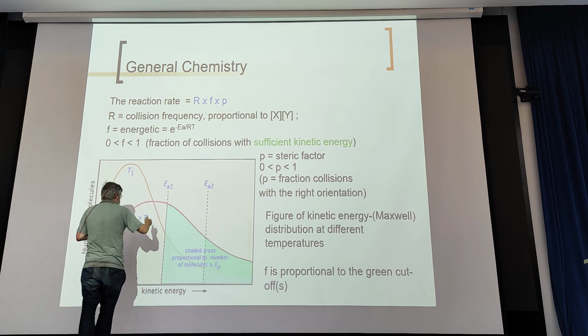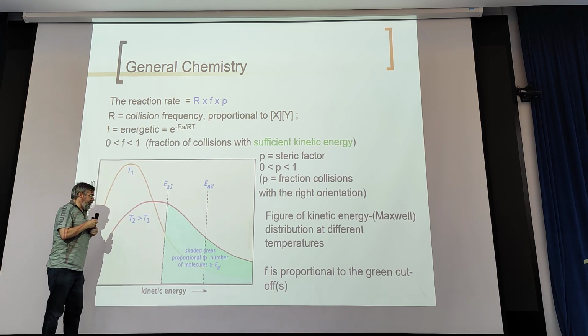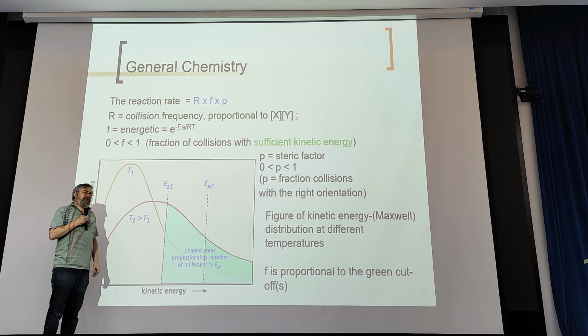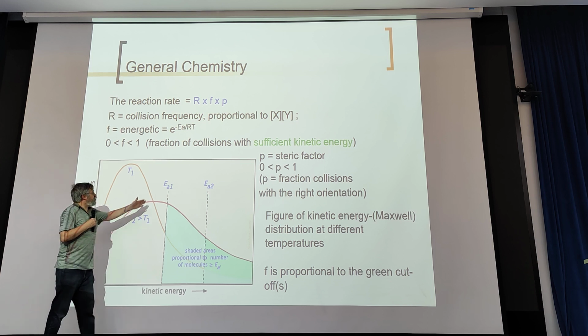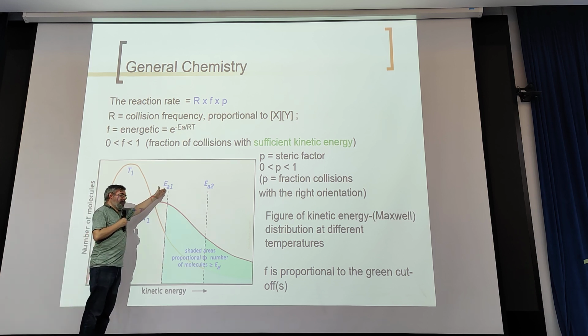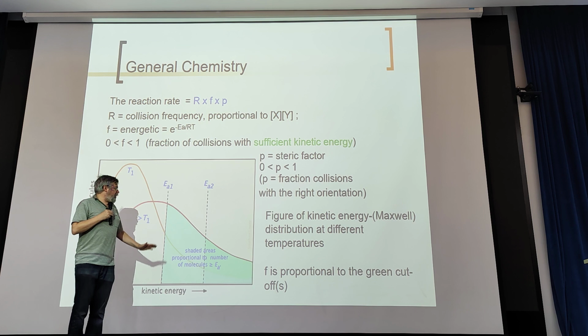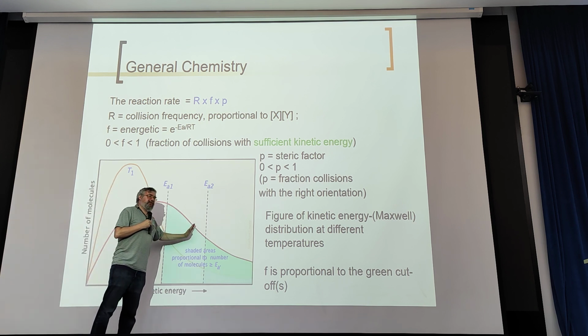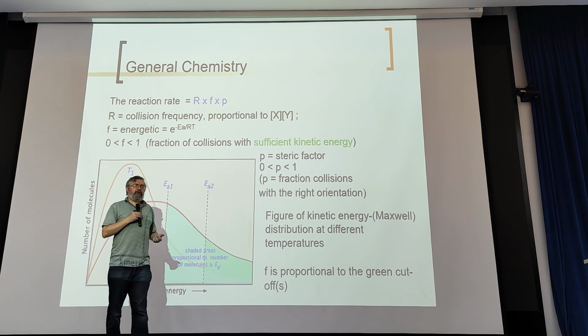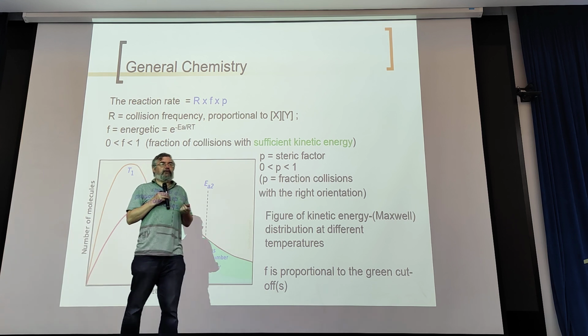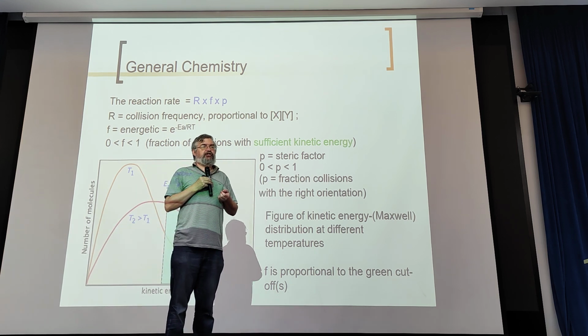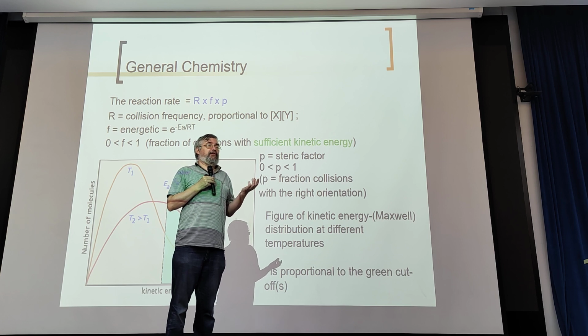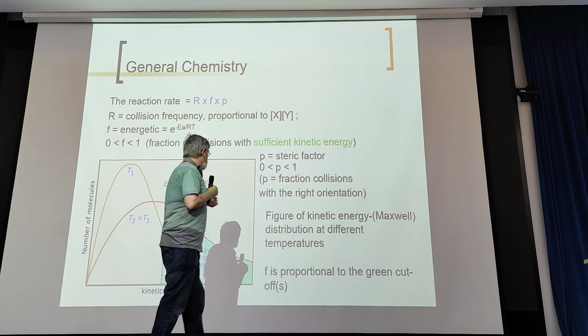And now we can actually plot the activation energy on this curve. So suppose we have this first reaction with activation energy 1. That means everything that is on this side, these particles have higher energy, enough energy for the reaction to proceed.